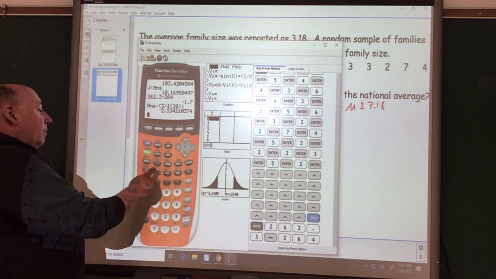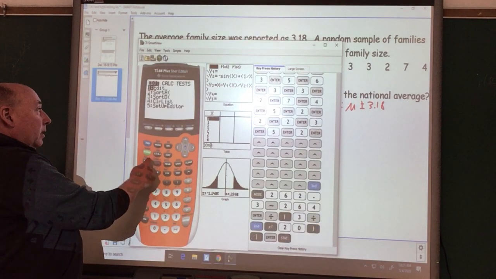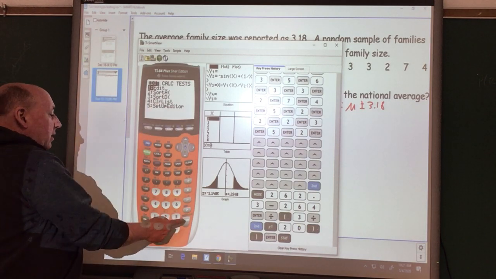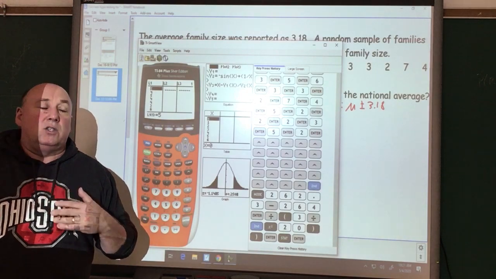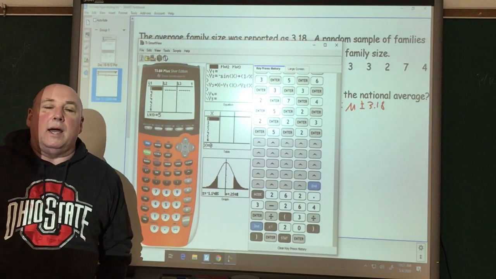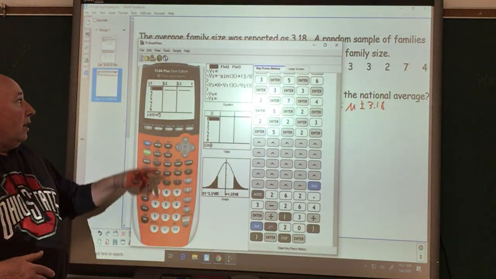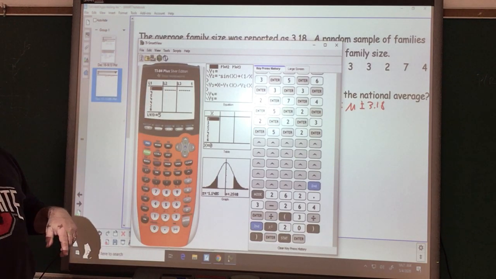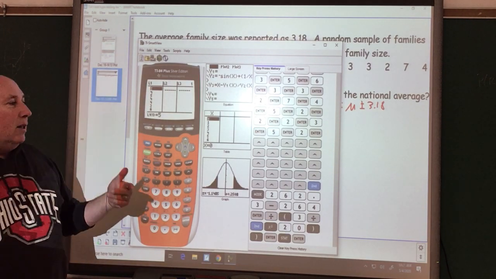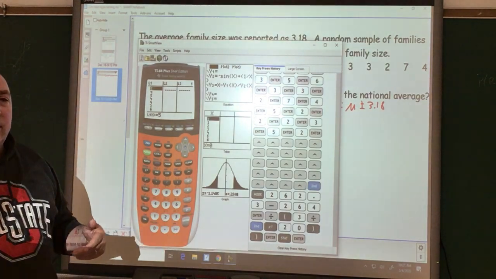So if I go to my stat button, I go to edit, I can list my data values, and I've already done that, so I don't have to worry about doing it right now. Okay, you can list all the data values that you have here. So go ahead, enter the data values in.